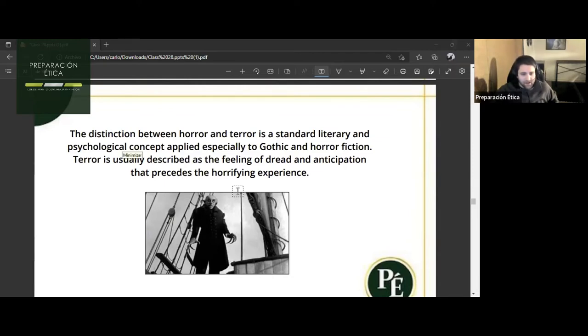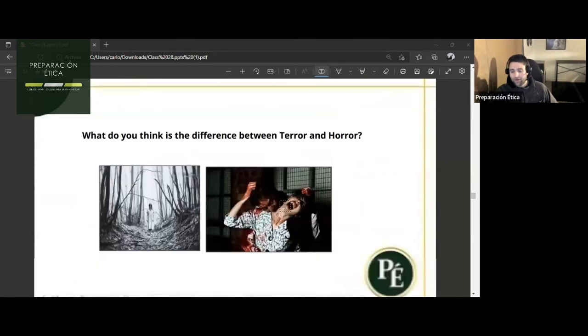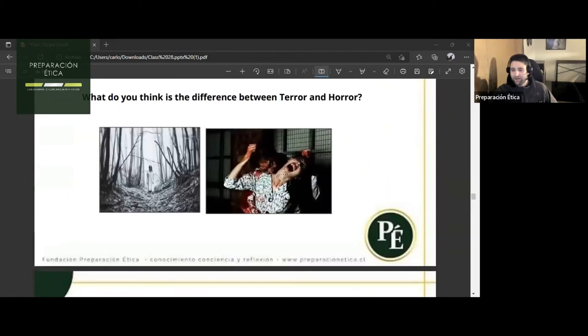So as Antonia is saying, terror is something a little scary and horror is something paranormal. Something like that. So terror is usually described as the feeling of dread and anticipation that precedes the horrifying experience. So if you're walking in the forest and you see someone with a knife, that would be a terrifying experience. That would be terror. But if that person reaches you and actually stabs you with the knife, that is horror.